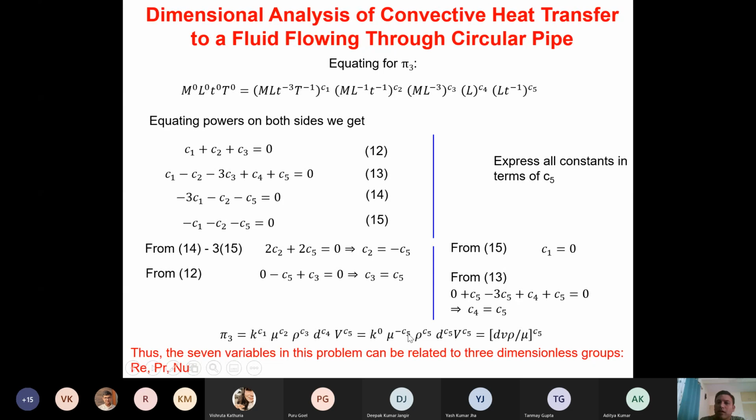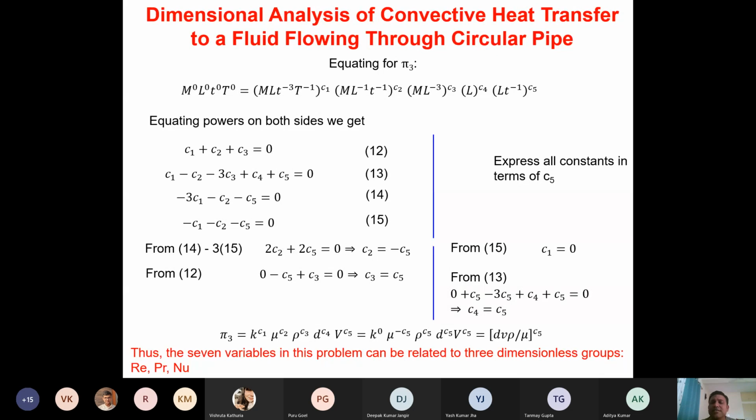Similarly, if we equate the dimensions of the third equation, that is pi 3, for the corresponding variables, by equating their exponents we get pi 3 equals dv rho by mu raised to the power c5. So this is nothing but the Reynolds number. So what we can say here is that to analyze the heat transfer coefficient in a circular pipe, the three important dimensionless groups are the Nusselt number, Prandtl number and Reynolds number.